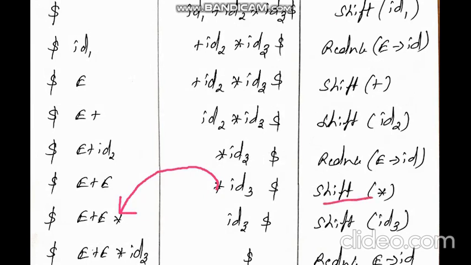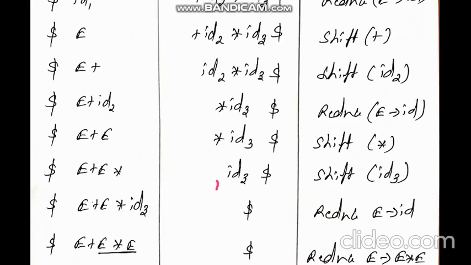So the shifting operation, that is an action, has been performed, right? After shifting, we need to check whether this asterisk can be replaced. Definitely not. This asterisk cannot be replaced into anything. So again, I'm looking for this particular ID3. Now this ID3 has been shifted, right? So we have e plus e asterisk id. Now this id is again reduced into e.